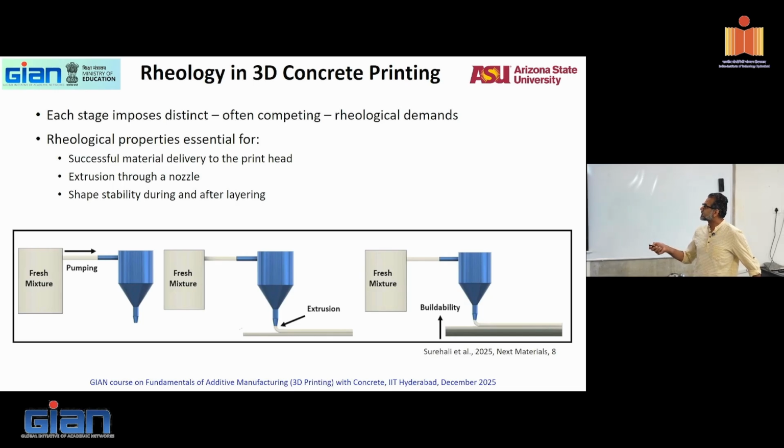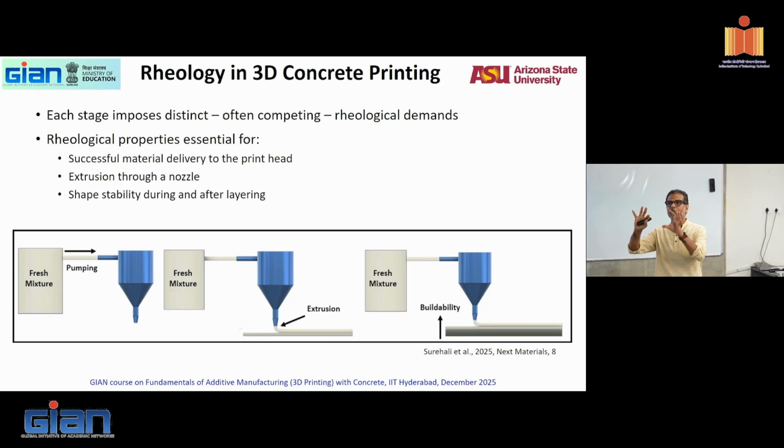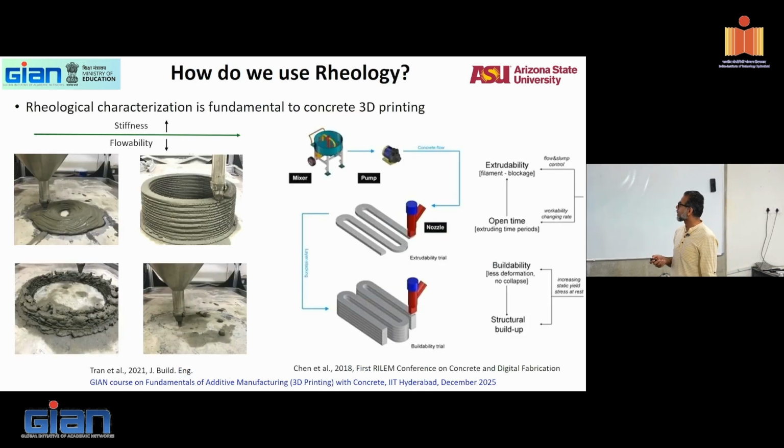Each stage imposes distinct, often competing rheological demands. What we need is successful material delivery to the print head, which means if you're pumping it, the material should come to the print head in a homogeneous, nice fashion. It should come through the extruder and extrude nicely in a continuous fashion, and it should be able to build up steadily without collapse and damage. So that is the entire process that you want to think about.